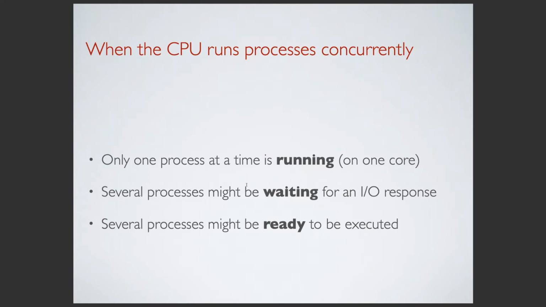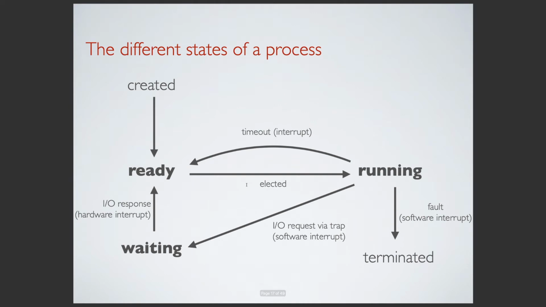And you can have several processes that don't wait for any I/O, but they are there, they're ready, but they are not running. Okay, so you have at least three kinds of state: running, waiting, and ready. If I try to give you a graph, it would look like this. So first, when a process is created, it's ready.